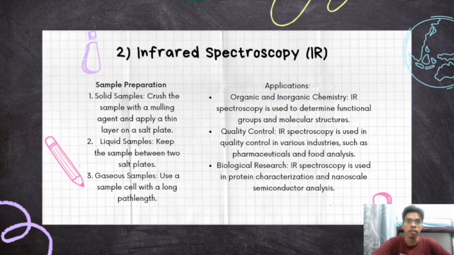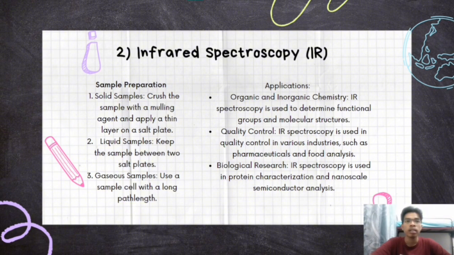For infrared spectroscopy sample preparation: for solid samples, crush the sample with a mulling agent and apply a thin layer on a salt plate. For liquid samples, keep the sample between two salt plates, and for gaseous samples, use a sample cell with a long path length. For applications, in organic and inorganic chemistry, IR spectroscopy is used to determine functional groups and molecular structures.